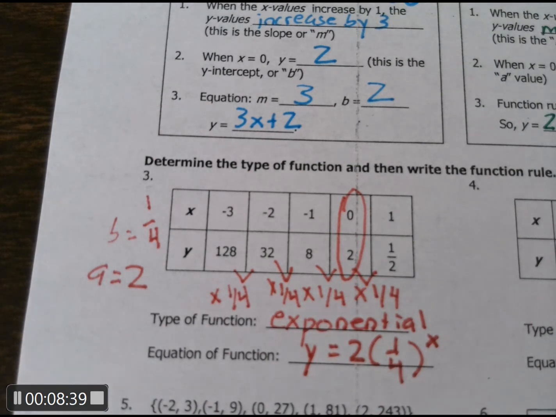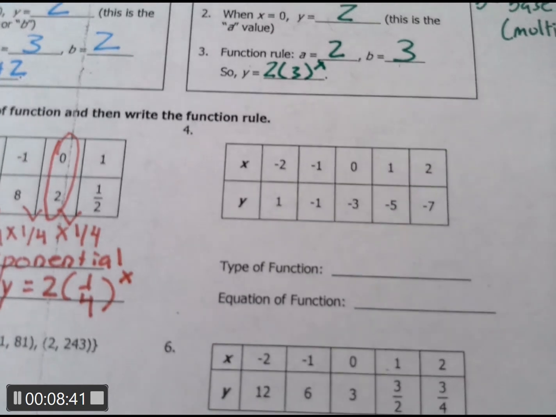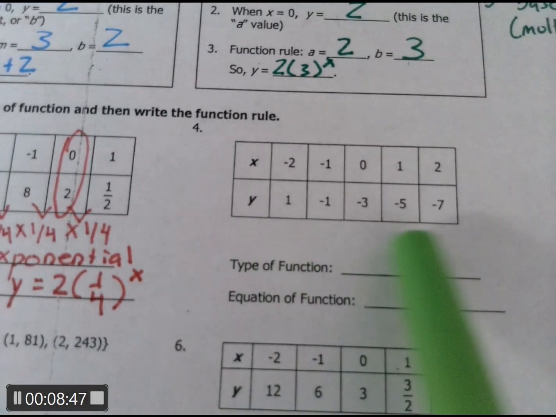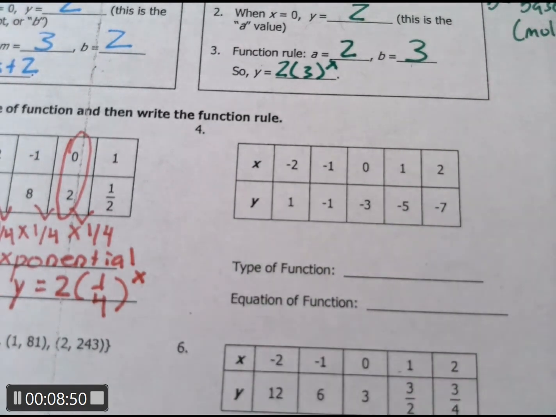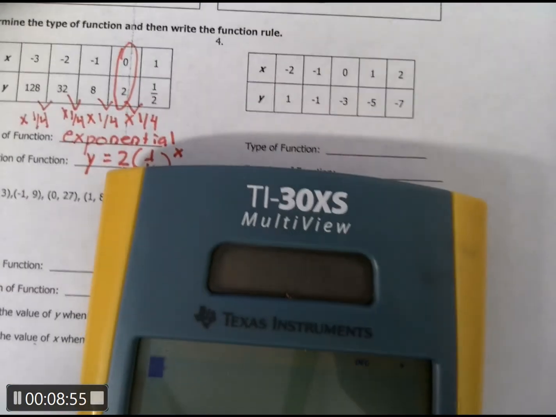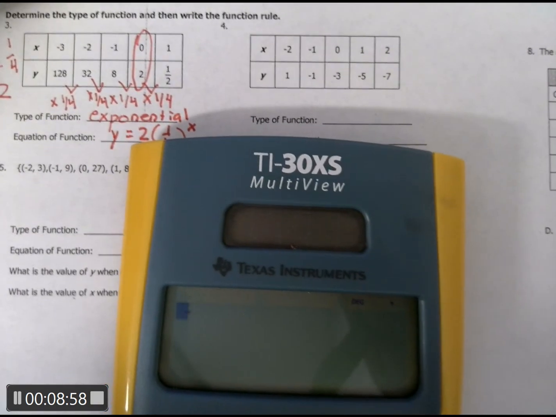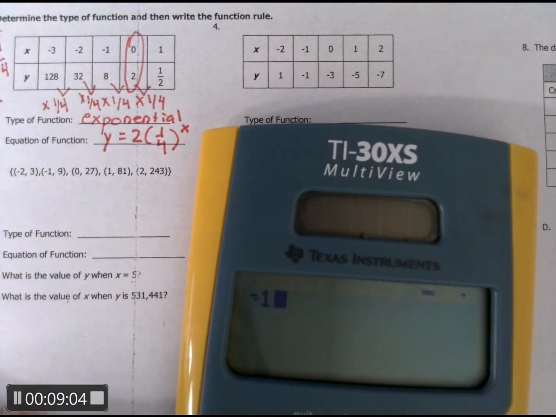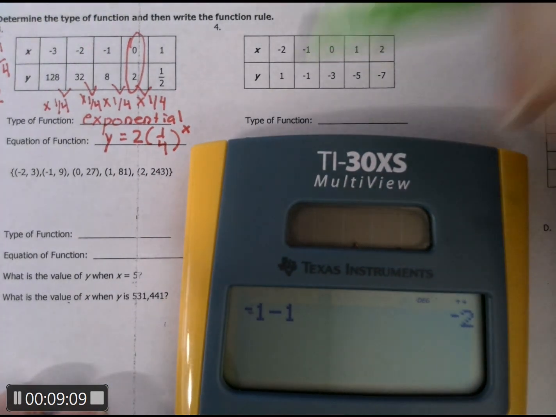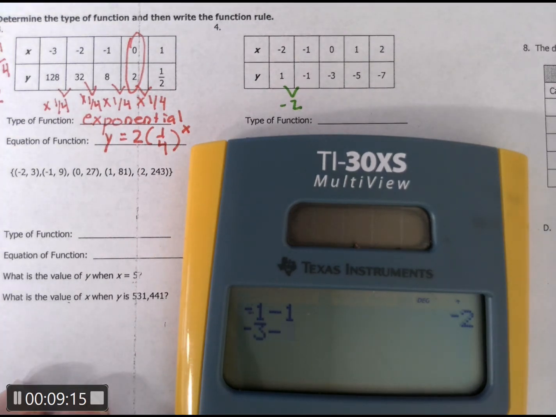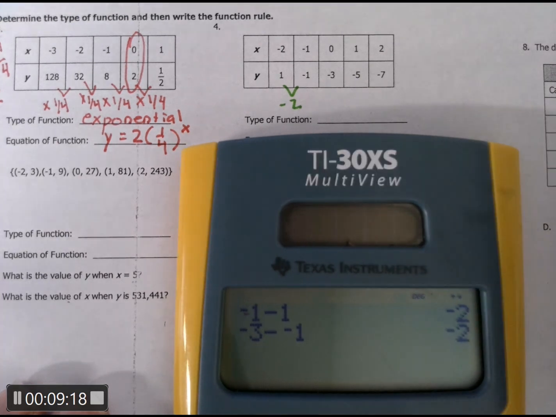Alrighty, so let's try number 4. For number 4, all of our numbers for our y values are relatively evenly spaced. So let's try it out. So we're going to do -1 minus 1. And that's going to get us -2. So we subtract 2. And then -3 minus a -1, -2.